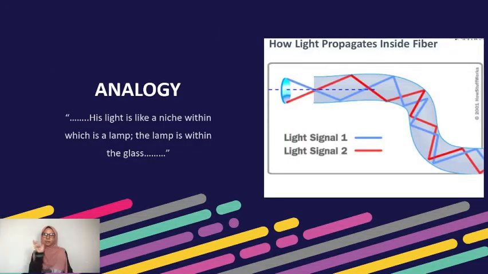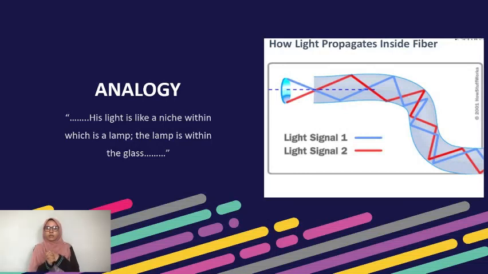In this ayah, there is a particular sentence which highlights that His light is like a niche within which is a lamp. The lamp is within the glass. We can use this particular sentence as an analogy for how light propagates inside a fiber. The picture below illustrates the propagation of light inside a fiber. Therefore, Allah inspires us to explore and investigate knowledge, which we are doing right now.